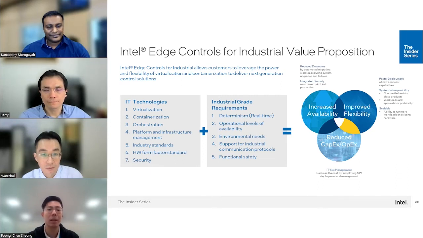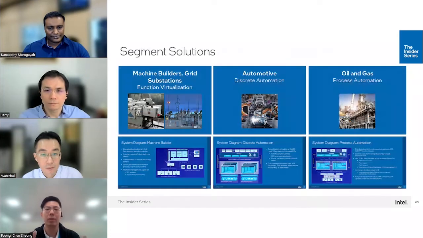Such as determinism, real-time, high levels of operational availability, and support for environmental requirements that are very stressful in terms of areas such as temperature. Clearly, the industrial world also has its own different sets of communications protocols, and those must be supported and are supported within Edge Controls for Industrial. And lastly, functional safety and security in general are very critical. So Intel is combining the best of the world of IT with the capabilities that are needed to achieve truly industrial-grade products. So Edge Controls for Industrial is very flexible.